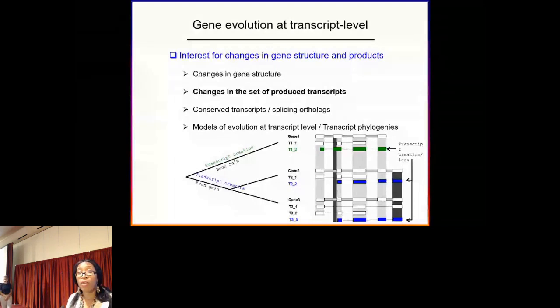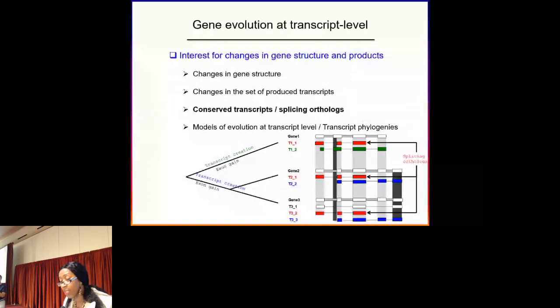And just like for genes, we are also interested in conserved transcripts. So we call them splicing orthologs. So we talked about orthologs and paralogs at the level of genes. Now we talk about splicing orthologs at the level of transcripts, conserved transcripts. So for instance, here in red, we can see a transcript that is conserved in terms of splicing structure in gene 1, gene 2, and gene 3.